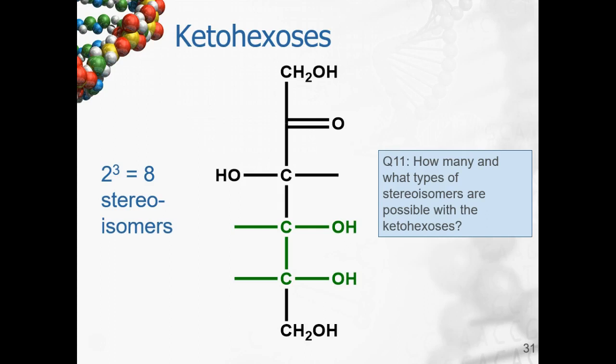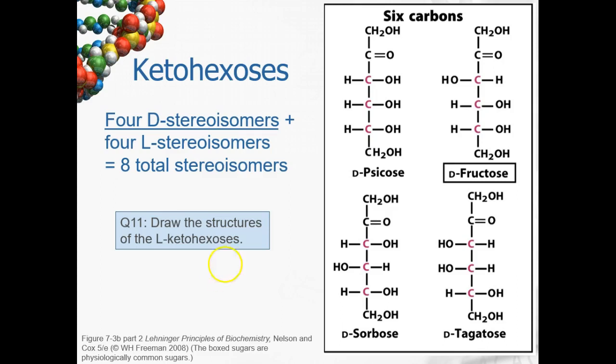Well, hopefully you figured out that there are 8 stereoisomers. They have 1, 2, 3 chiral carbons. So we have 2 to the 3rd power, 8 stereoisomers. So here are 4 of them. The 3 chiral carbons in this picture are all shown in red.